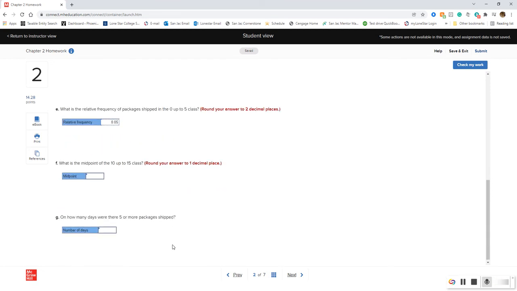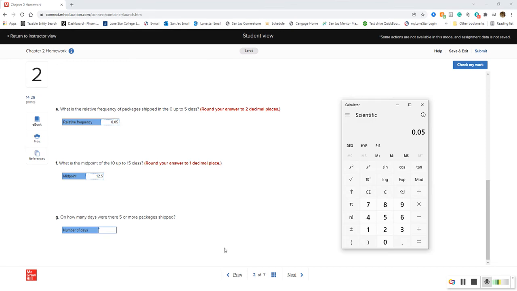Okay. Then it's asking what is the midpoint of the 10 up to 15 class. Since we're dealing with 5 as our interval, half of 5 is 2.5. So 10 plus 2.5 is 12.5. Okay, again, how I did that: our interval divided by 2 is basically always going to find our midpoint, and add it to our minimum value.